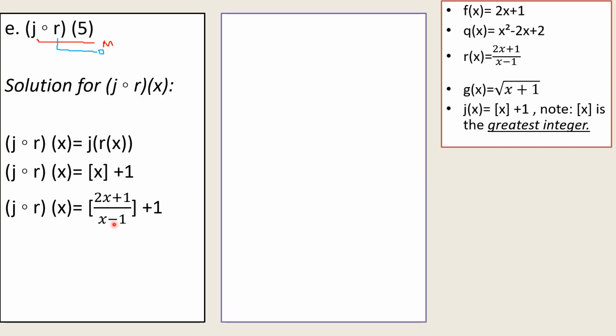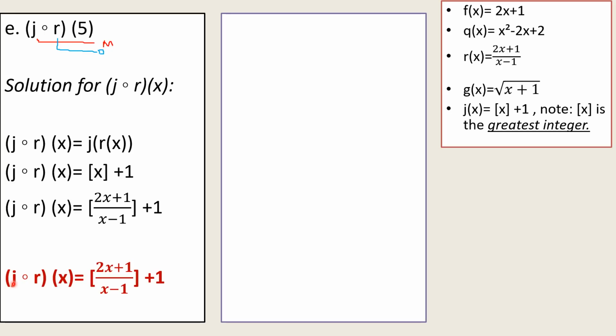Okay. So, next, pwede ba nating ipagsama, isimplify ito? Yung 2x plus 1 over x minus 1 at saka yung positive 1? Hindi. Kasi merong condition ito. Yung condition na ito is the greatest integer. Kunin natin yung greatest integer after nating ma-evaluate ito. Therefore, hindi mo maipagsasama yung merong condition sa walang condition. Nakukuha? So, this would be the final answer na.